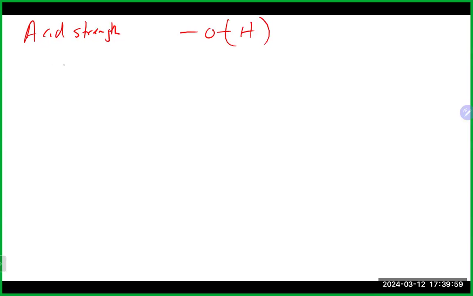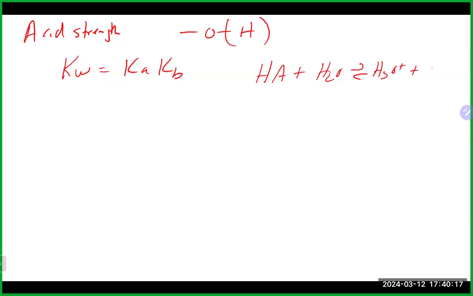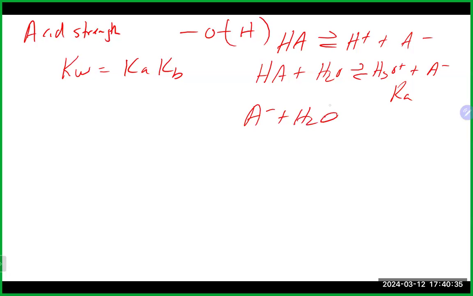We also talked about the relationship between Kw, which is equal to Ka times Kb. We get that by looking at something like this. And this would be our Ka expression. You also can leave the water out and you would have something like this, which would also be a Ka. We also could have a base where it would accept the H plus, making HA plus OH minus, which is Kb.